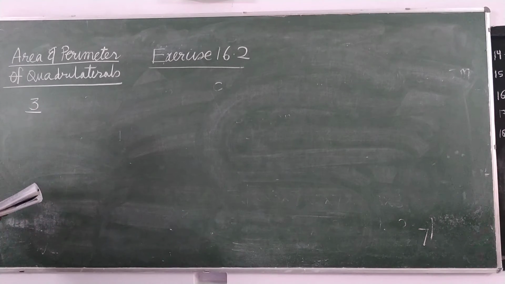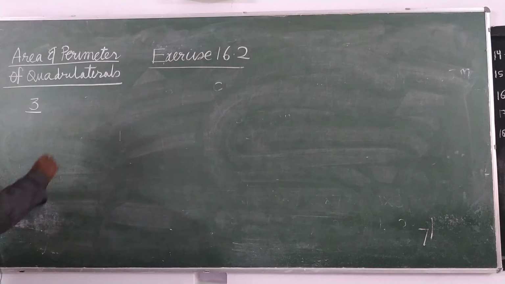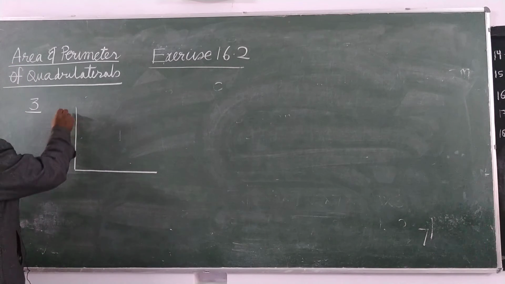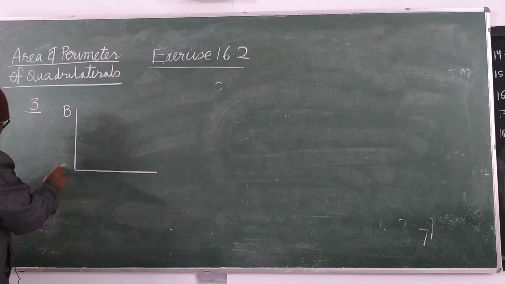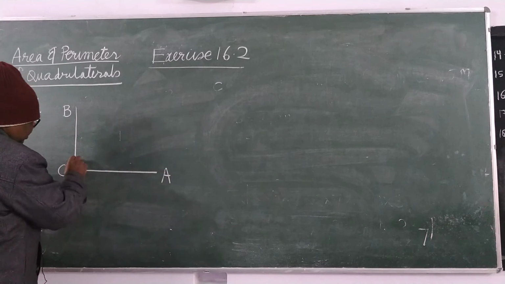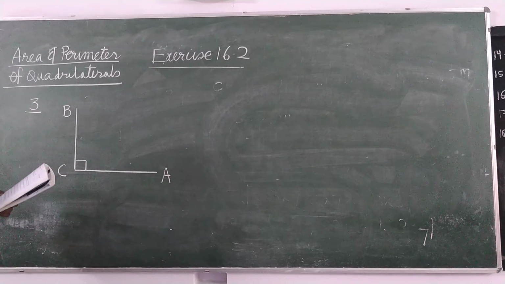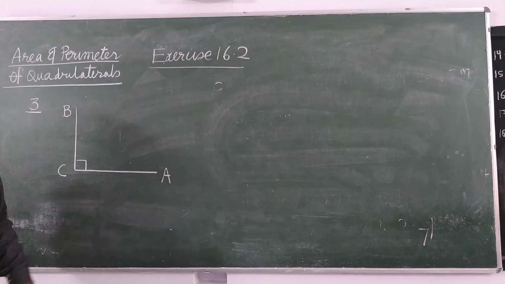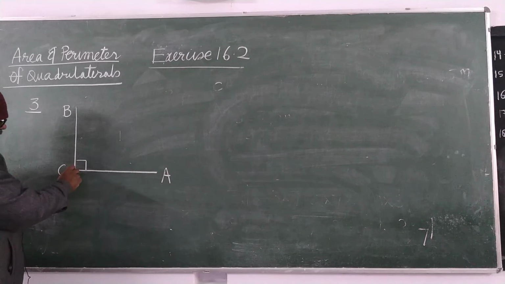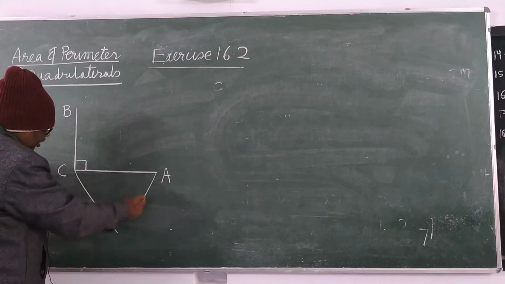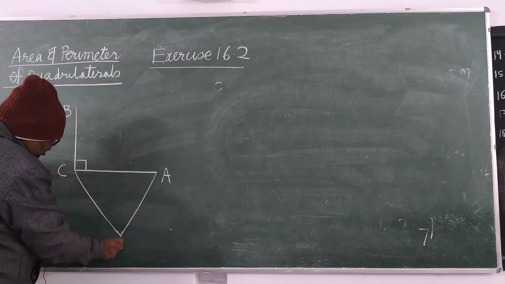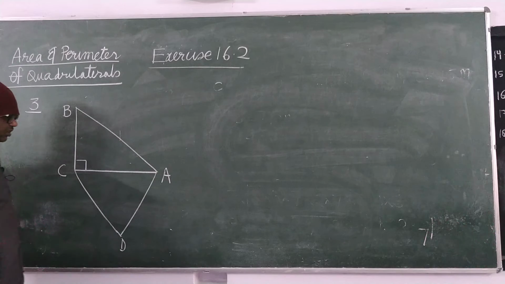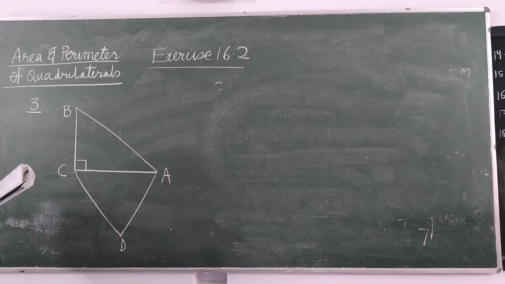Find the area of quadrilateral ABCD, angle BCA equals 90 degrees. BCA, this is B, this is C, this is A. This angle is 90 degrees. And triangle ACD is an equilateral triangle of side 12 centimeter, in which all 3 sides are equal. A will be joined with B. It's clear. This is the diagram.